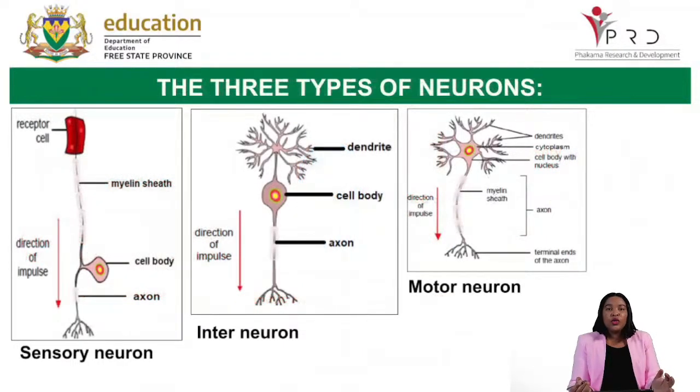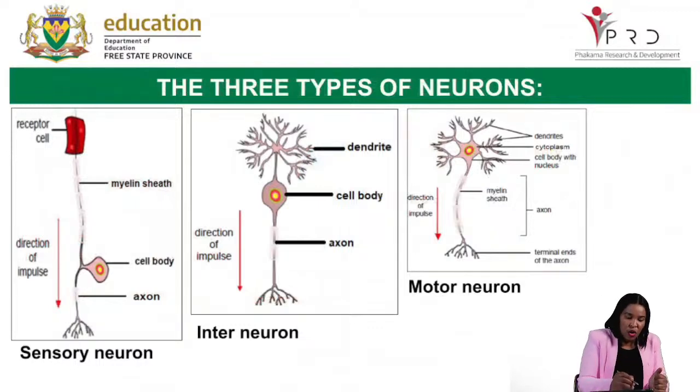So how do you differentiate between the three types of neurons? Your sensory neuron is the one that is your first one. So your sensory neuron is neuron number one. It's the one that is going to start. You see, when it starts here, it does not have terminals, it does not have dendrites. So it starts from the receptor cell.